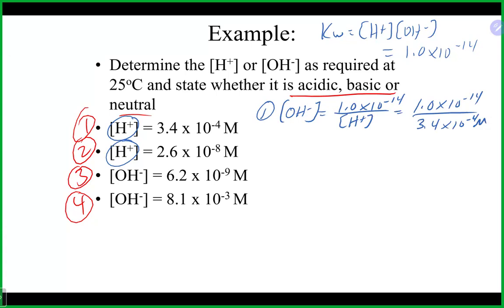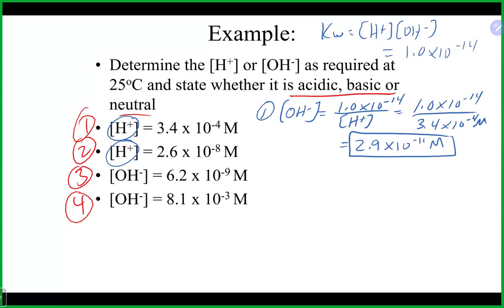And again, making sure we do use our exponent button. So 1 exponent button, negative 14, divided by 3.4 exponent button, negative button, and 4. And that's going to get us 2.9 times 10 to the minus 11. The units here are molarity, and it is a concentration, so it does need units. First off, any question on that calculation there?